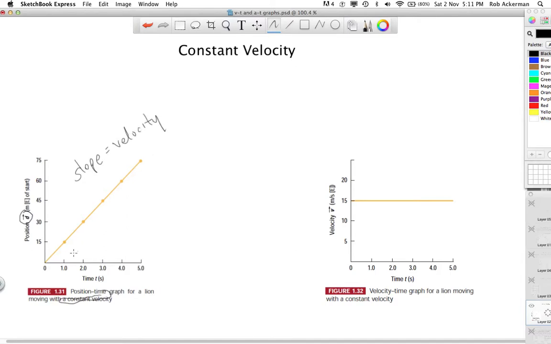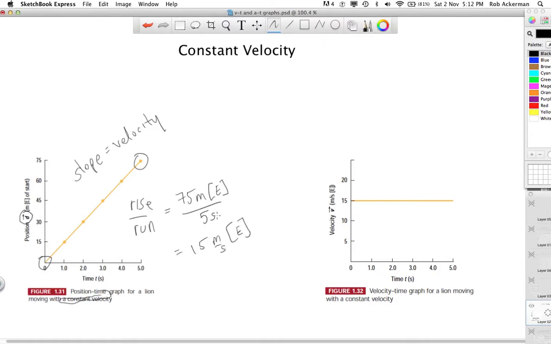So suppose you did have a lion that was moving. After 1 second it went 15 meters, after 2 seconds it was at the 30-meter mark, and so on. What would be the slope of this line? Well, since it's a straight line, we can just pick any 2 points like 0, 0, and this looks like about 75, 5. The rise over the run looks like 75 meters east divided by a run of 5 seconds, and that of course is 15 meters per second east.